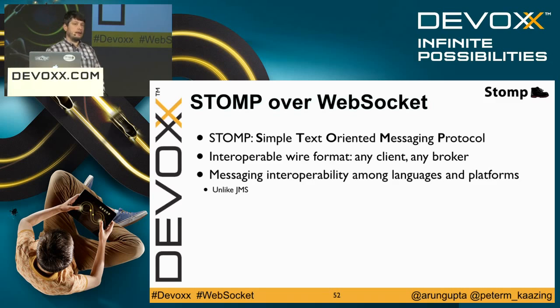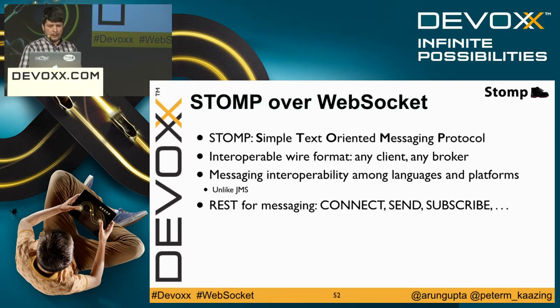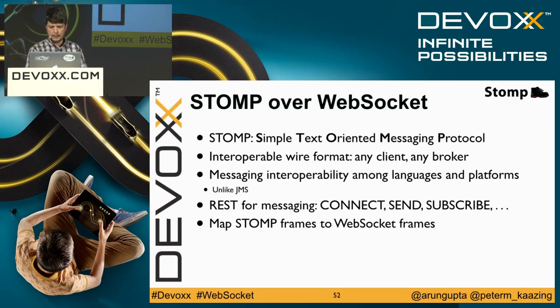JMS, if you are familiar with JMS, it's an API. It does not specify what data is going over the network. So if you take a JMS message broker, you would need to know how to talk to that message broker at the protocol level. For you as a developer, this is hidden typically by the API, but you need to know the underlying protocol.